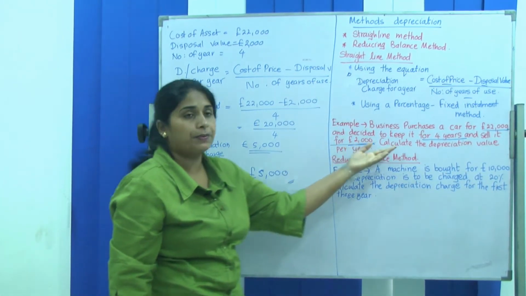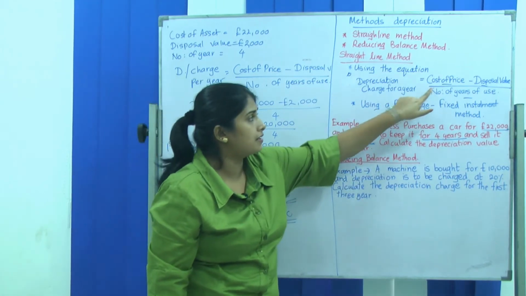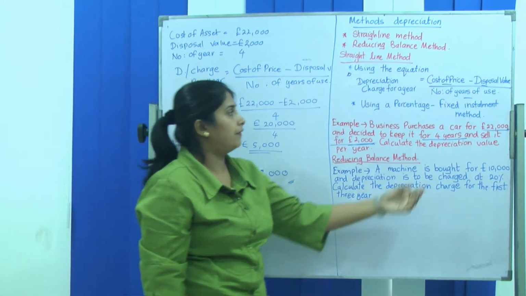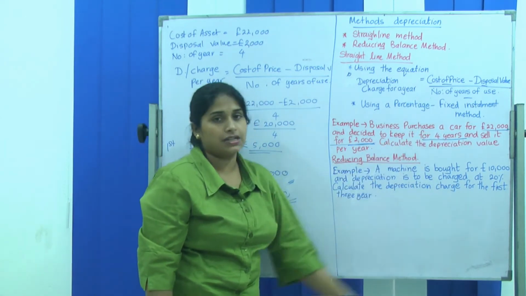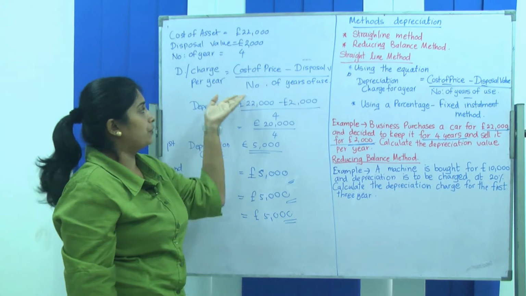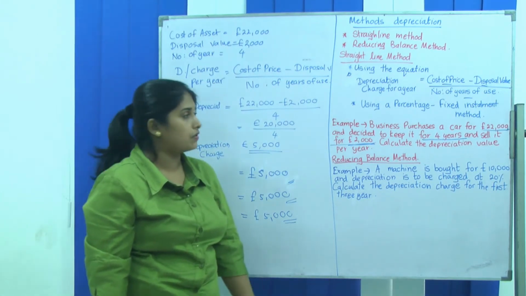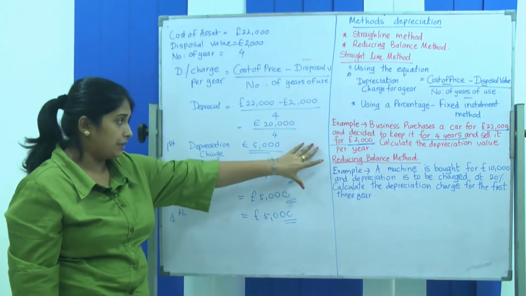So they have not given the percentage, but they have given the details: the cost of the price, the disposal value, and the number of years that they are going to use it. So if those details are there, then you have to use the equation to calculate the straight line method. So I'll explain it again.